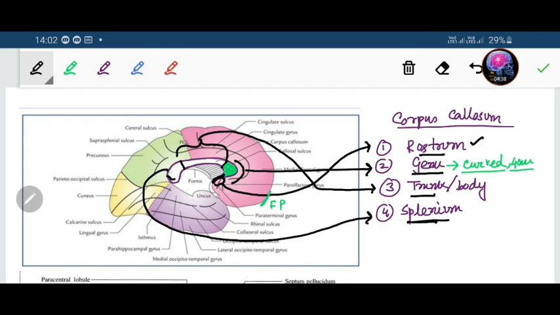So splenium is the massive thick posterior extremity of the corpus callosum, which is lying 6 cm in front of the occipital pole. That is the occipital pole. So these are the 4 parts of the corpus callosum as seen on the medial surface.